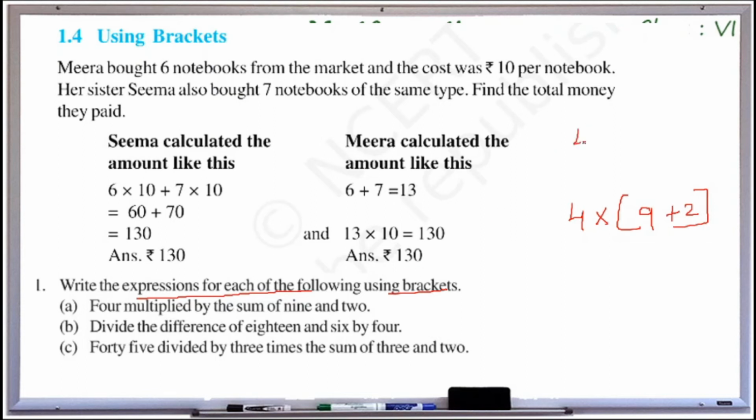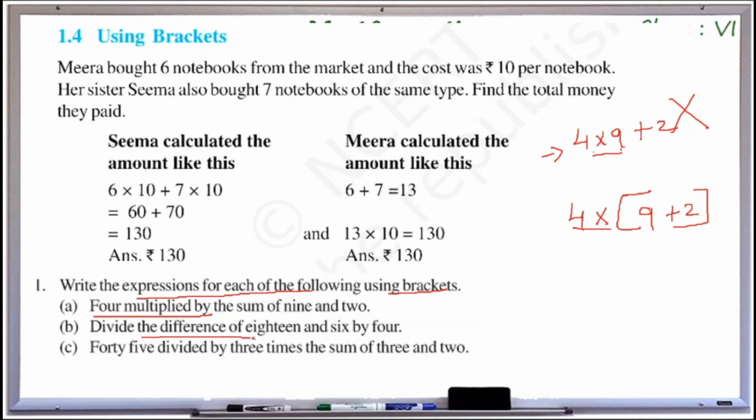Don't write 4 multiplied by 9 and 2. This is wrong, because if you write like this, we will multiply 9 and 4 first. So you have to use brackets: 4 multiplied by (9 and 2).